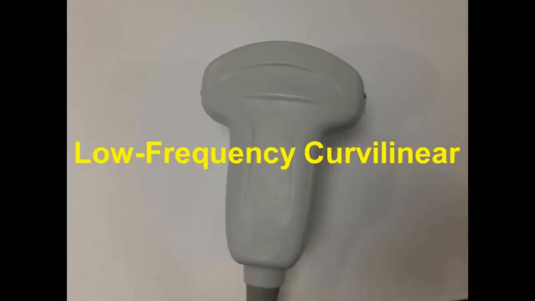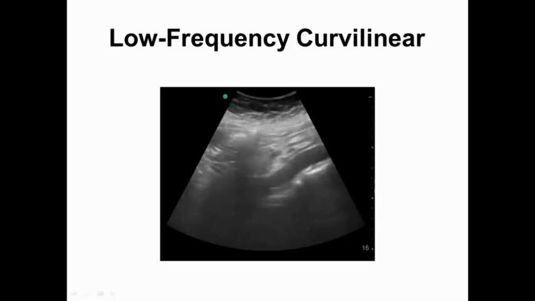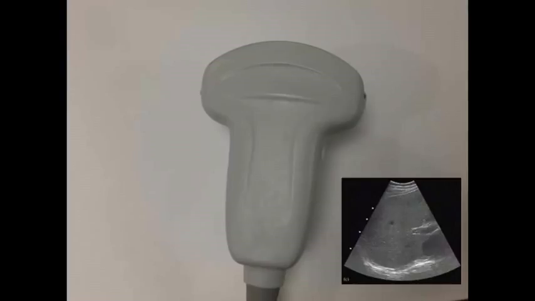Last, we have the low-frequency curvilinear probe, which you may also hear referred to as the abdominal probe. Compared to the phased array probe, this probe trades the downside of the larger footprint for the upside of not needing to electronically steer its beams from a focal source. This probe also creates a wedge-shaped image, and since this probe has a low frequency and a wide field of view, it is useful for visualizing deep structures like those in the abdomen.